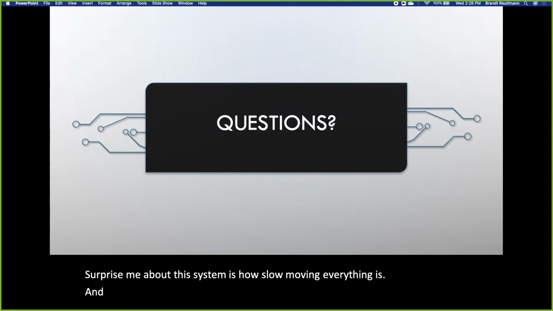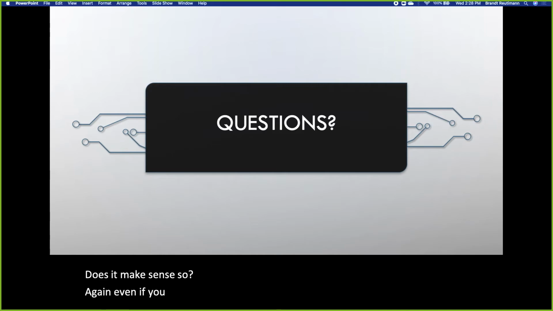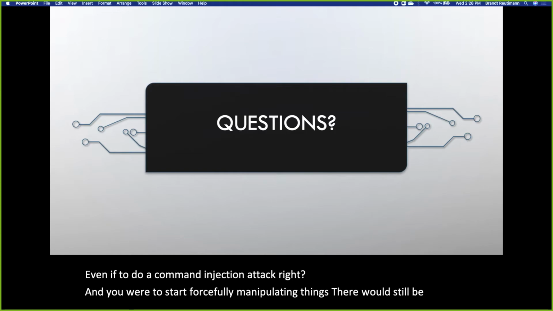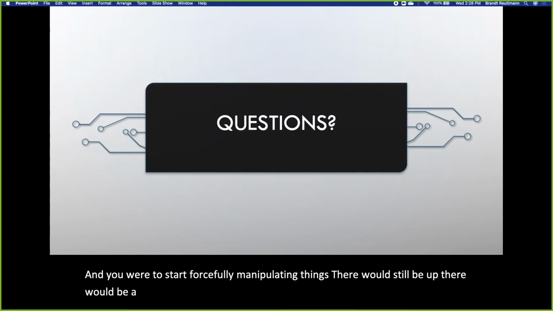Sort of like a low pass filter with a capacitor. Even if you were to do a command injection attack and start forcefully manipulating things, there would be a delay in the way that the system reacts to those attacks, right?